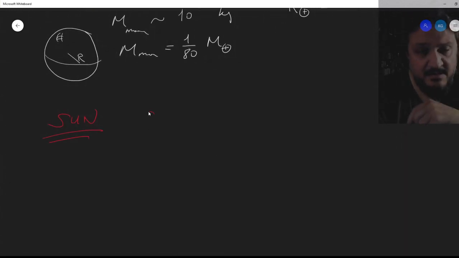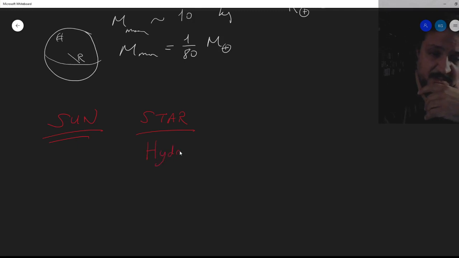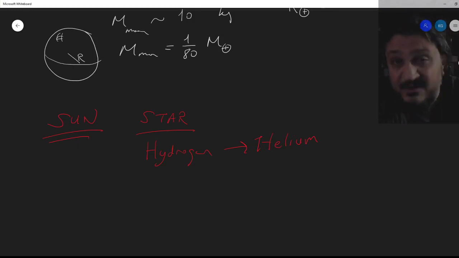Now, the Sun is a star. It's a very hot object. It's the source of energy in our solar system. It's made of mostly hydrogen. Hydrogen turns into helium. Hydrogen is the element with only one proton in the nucleus and one electron around it, and helium has 2 protons. So how do you go from 1 proton to 2 protons? You push 2 protons close to each other.